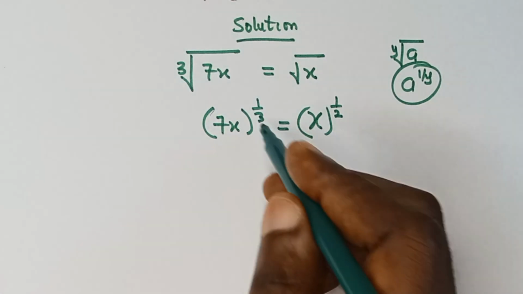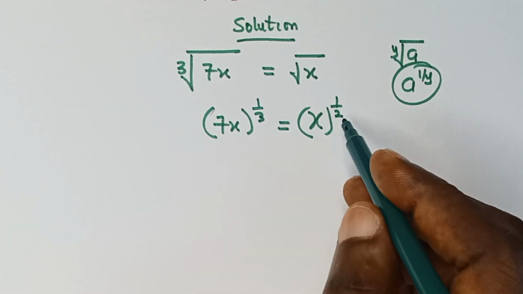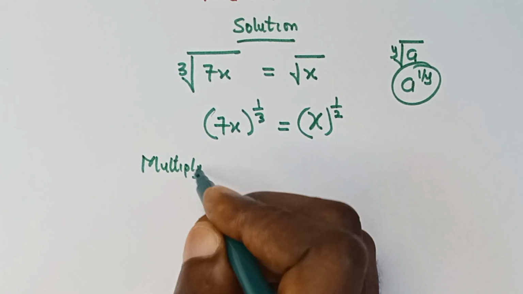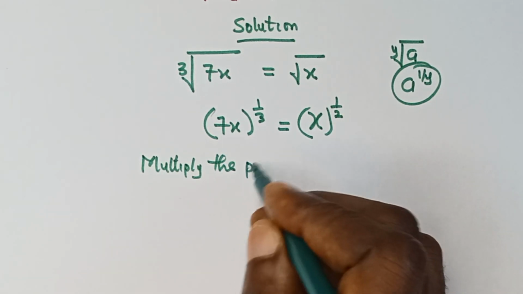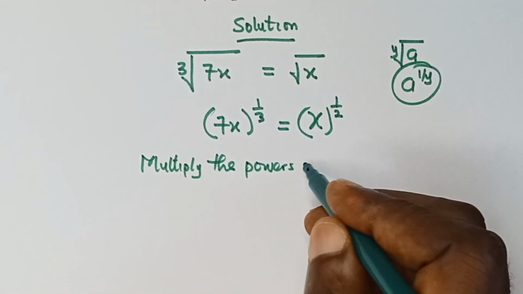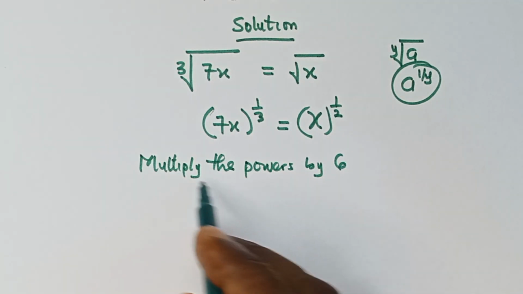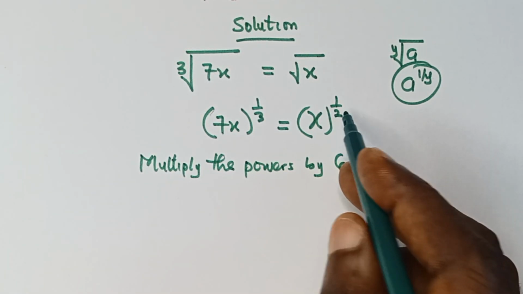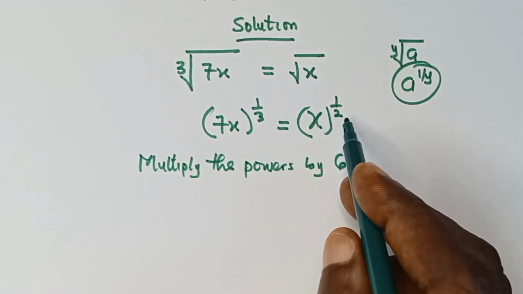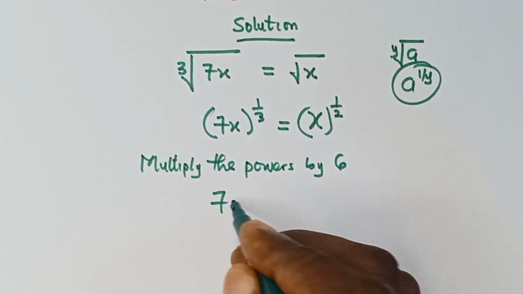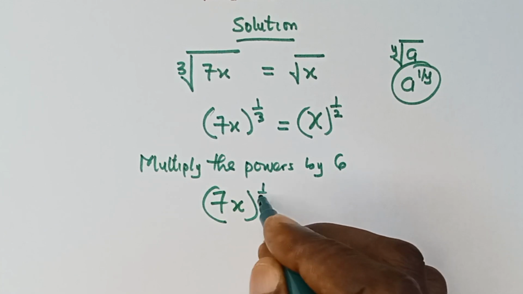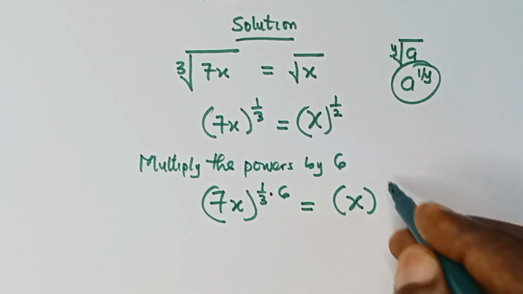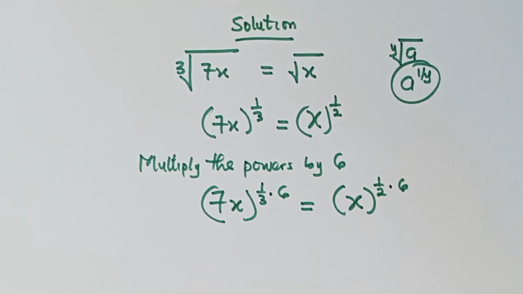For us to cancel the cube root and the square root, what do we do? We multiply the powers by 6. We multiply the powers by 6, that is multiply this by 6, multiply this by 6, because 6 is the LCM of 3 and 2. So we have 7x raised to power 1/3 multiplied by 6, and also x raised to power 1/2 multiplied by 6.